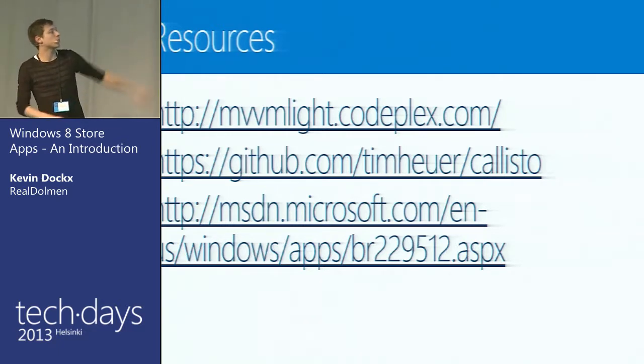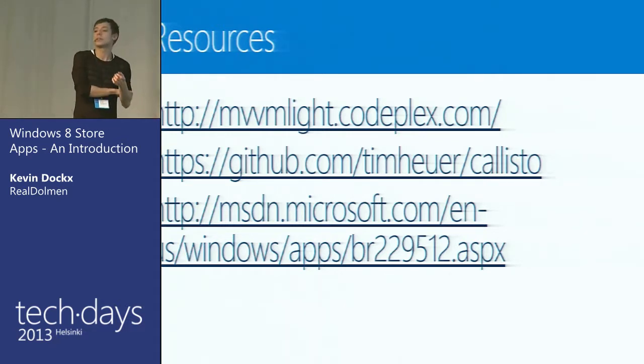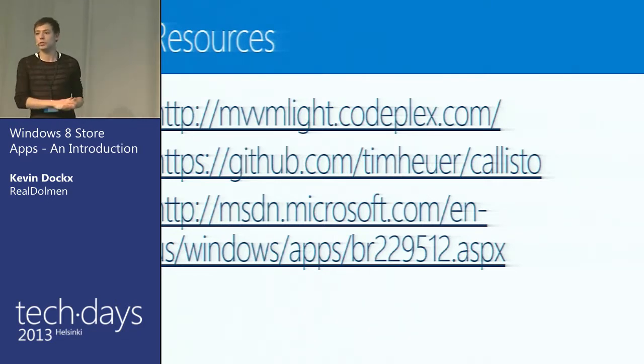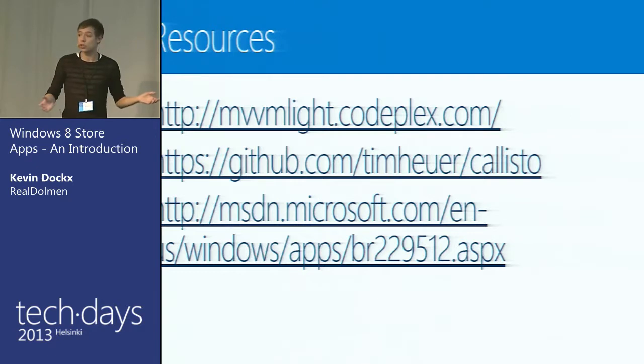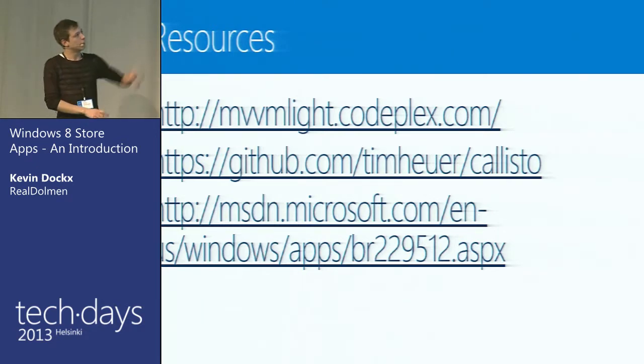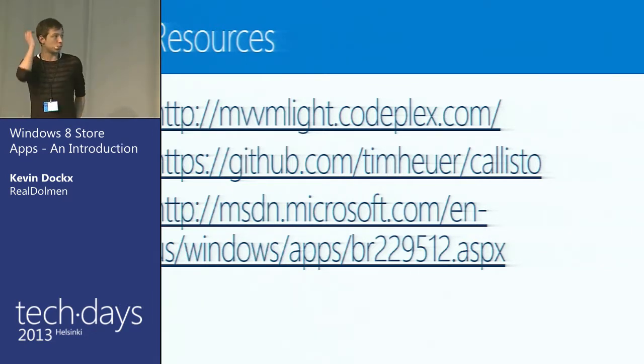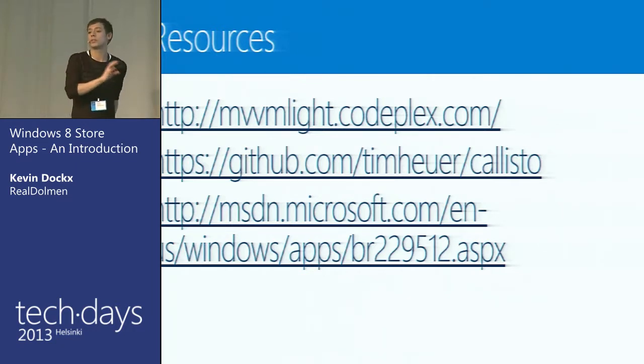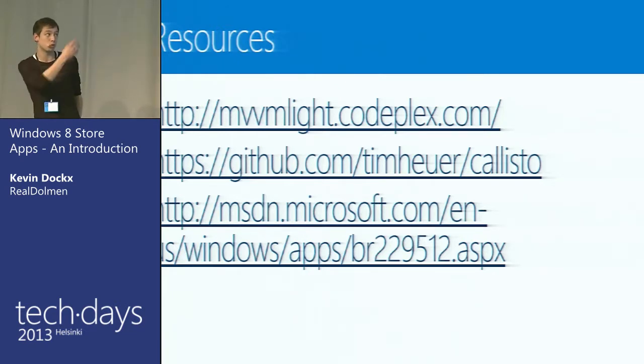The first one is MVVM Light. If you build XAML applications, MVVM is more or less the default design pattern. And MVVM Light is an open source framework that enables you to quickly implement that. And the second one, that's from Tim Heuer, I think, a Microsoft employee. Callisto is a collection of extra Windows 8 controls and helpers. So that's a really, really good one. Also open source, by the way.